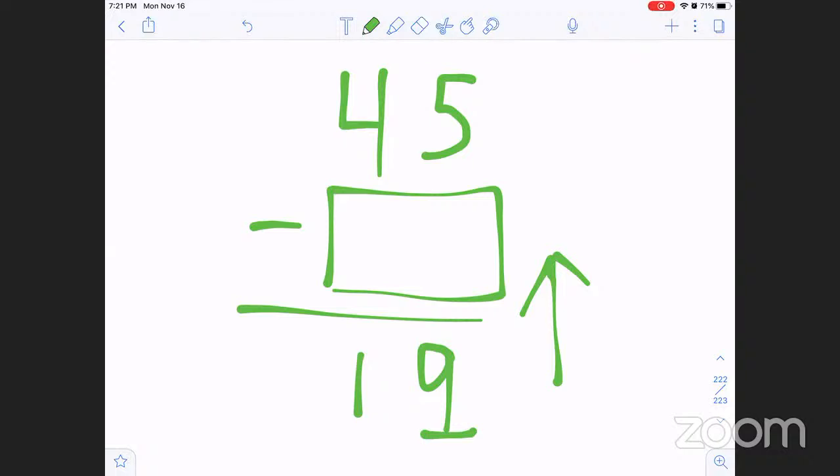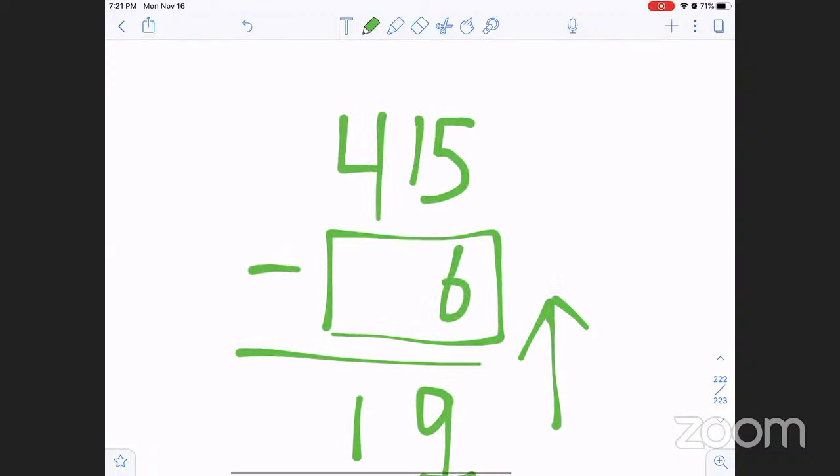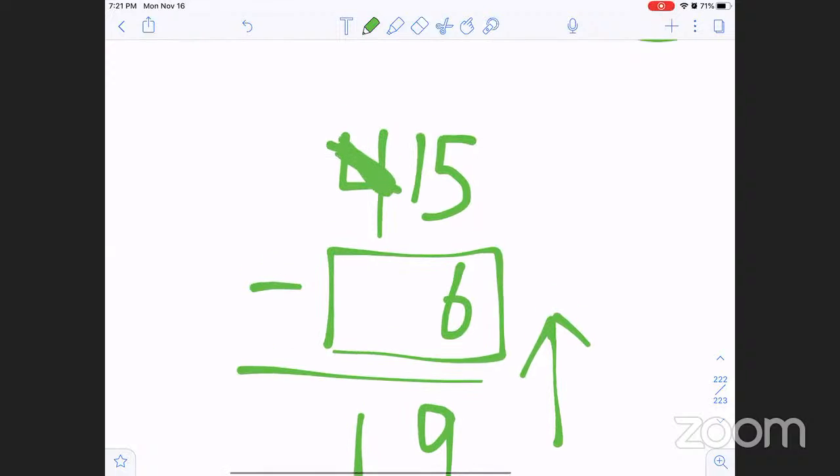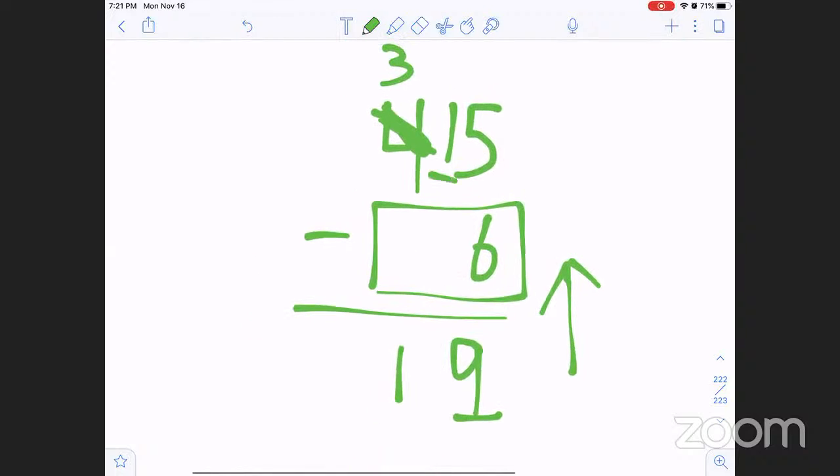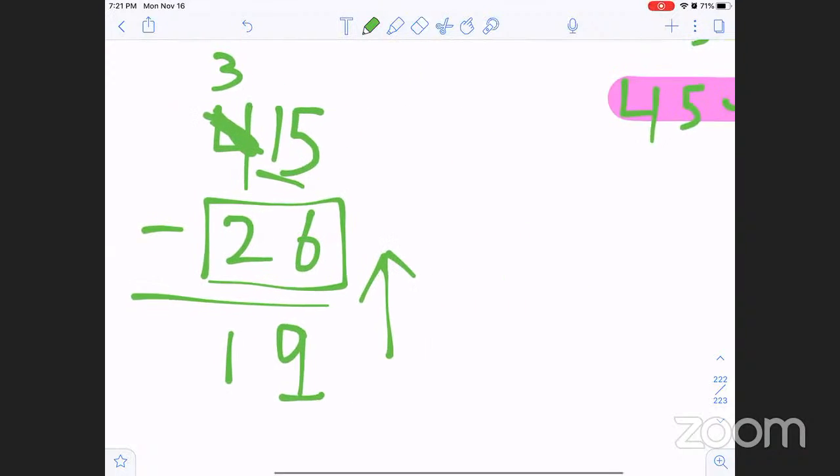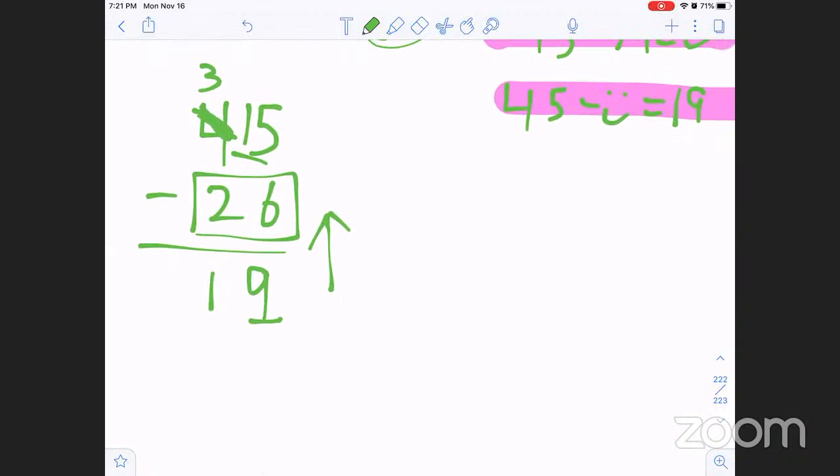So how much would it take for me to get from 9 up to 15? Well, 9 plus 6 would be 15. So if that was 15, I don't need to get up to 4 over here. I'm going to need to get up to 3, because I've already gone up for that 10. If I'm going to go from 1 up to 3, that'll take 2. So I get 26. Let's check that with our normal subtraction.